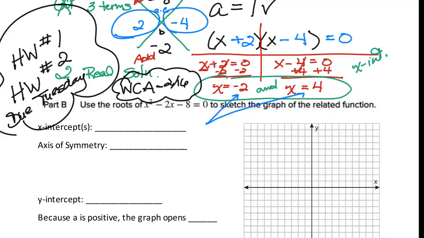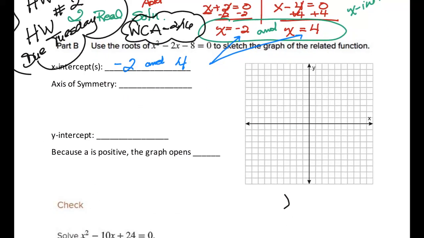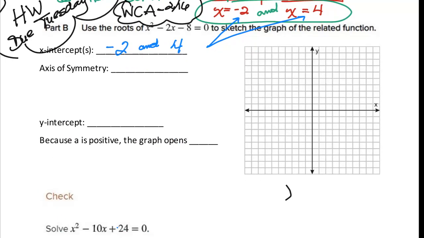So our x-intercepts are at -2 and remember, we don't want to write it as an ordered pair. We don't want a comma there. -2 and 4. That's the x-intercepts. That's where our graph is going to cross the x-axis. So at -2, which I'm going to take every box to be 1 unit, there's -2 and 1, 2, 3, 4, because I know my x-intercepts are on the x-axis.